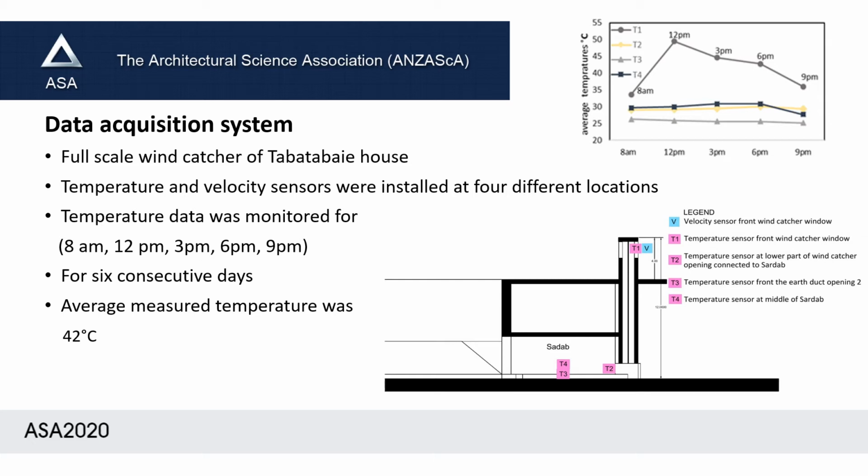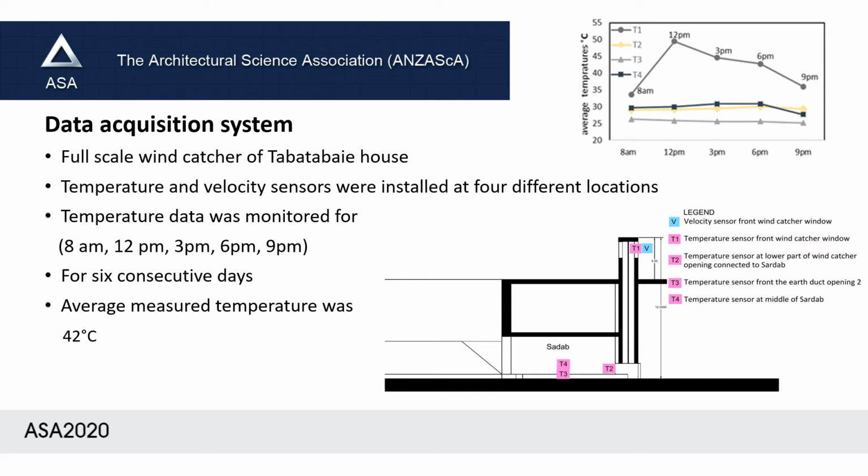And T3 is the temperature data recorded in front of the B2 earth duct, which is directly connected to the Sardab space. T4 is located for measuring the internal temperature of the Sardab space.